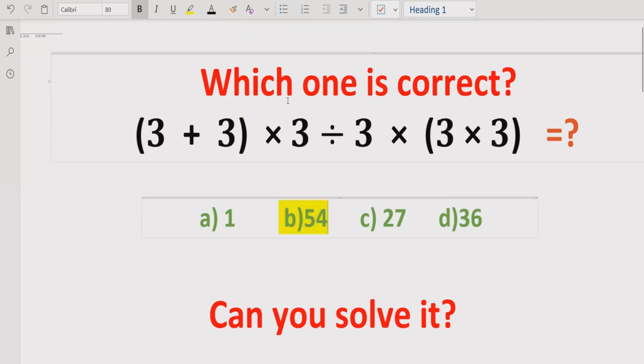I hope you understand how you can solve these types of questions using the PEMDAS and BODMAS method and get the correct result. So that's it for today.